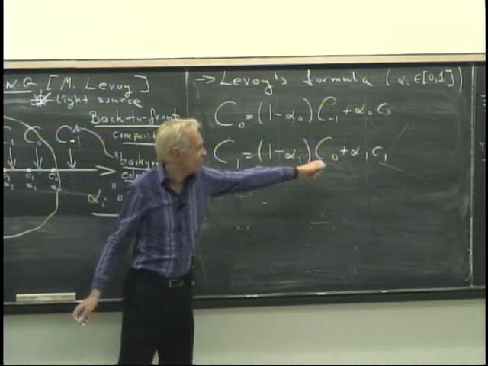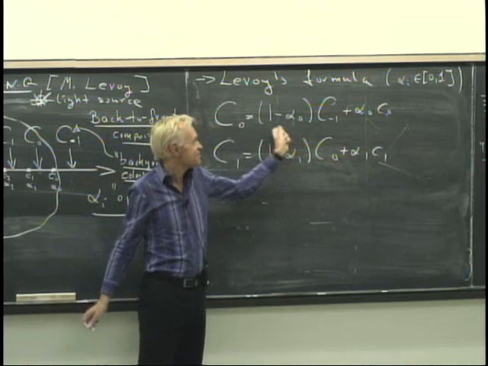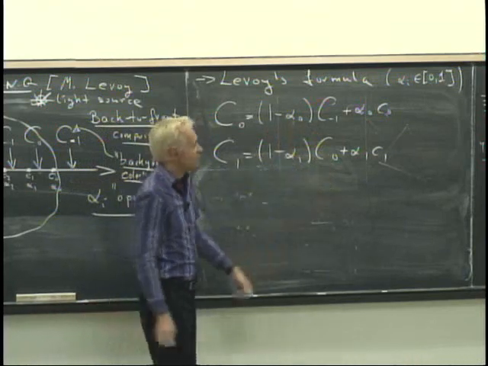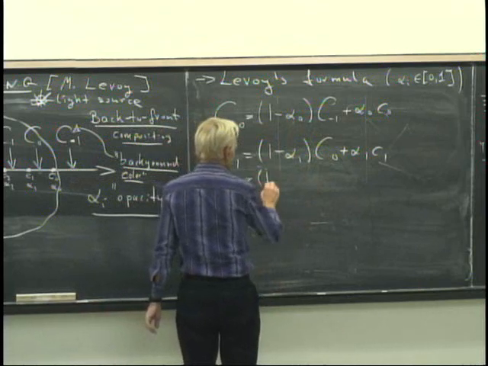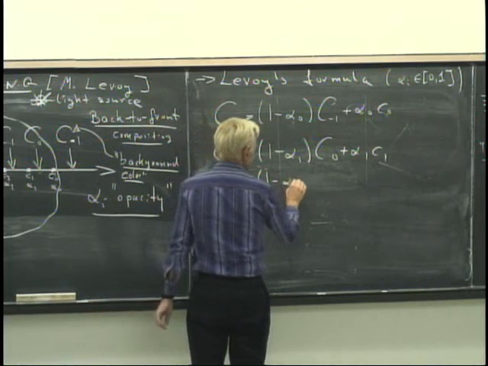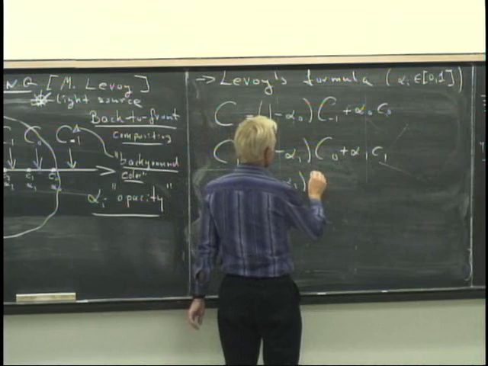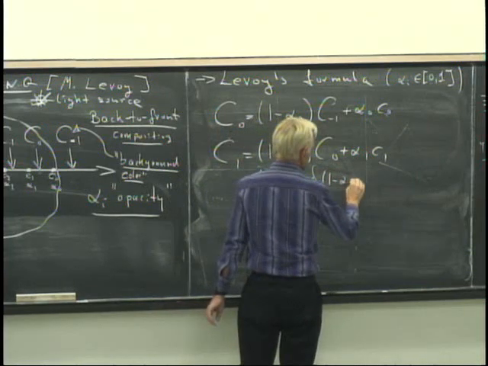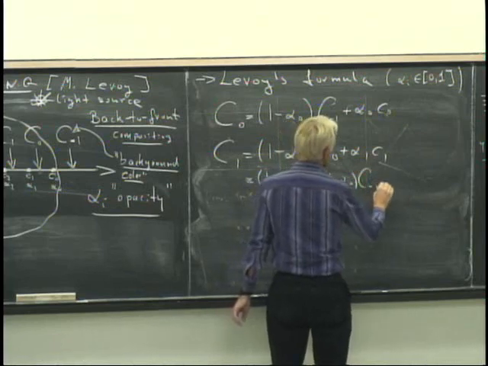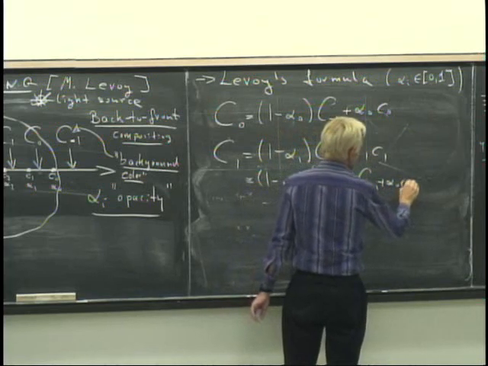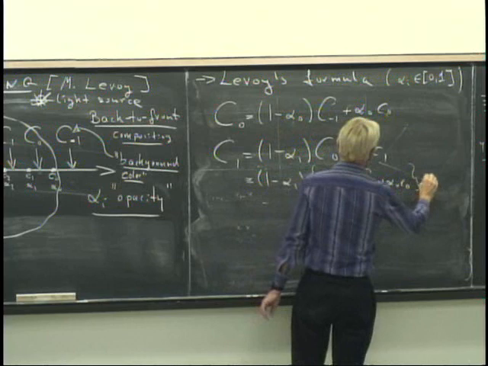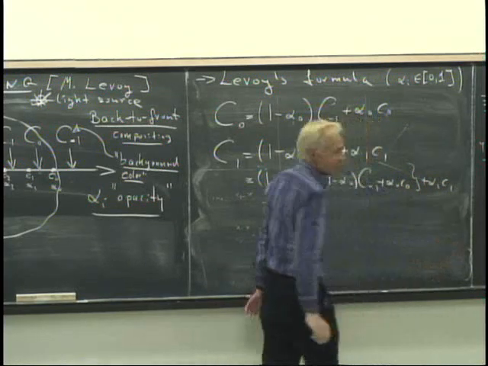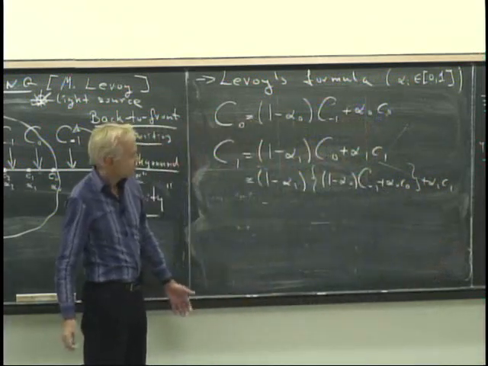But at this point, do I already know what C0 is? This is the definition of C0, right? So I plug it in there. So this is 1 minus alpha 1 times, well, what is C0? C0 is (1 minus alpha 0) times C minus 1 plus alpha 0 C0, plus alpha 1 C1, okay? Okay. Now I can go on.